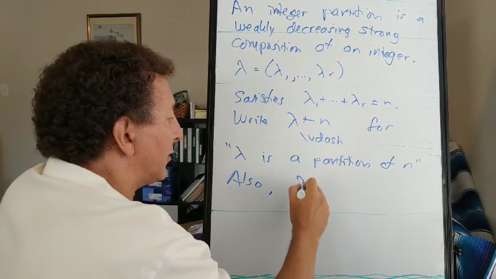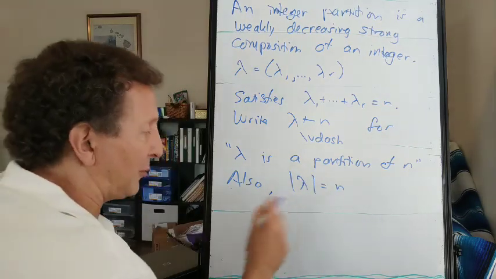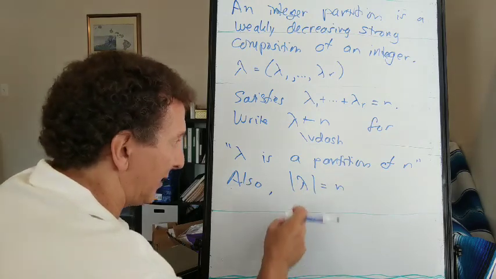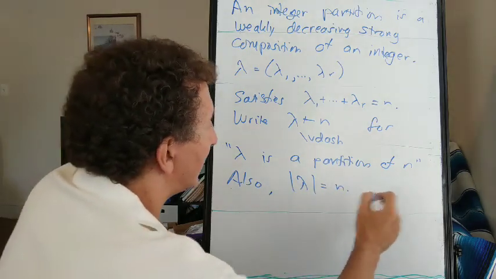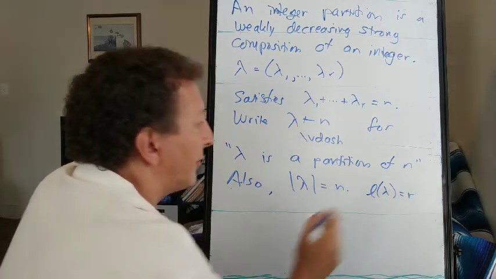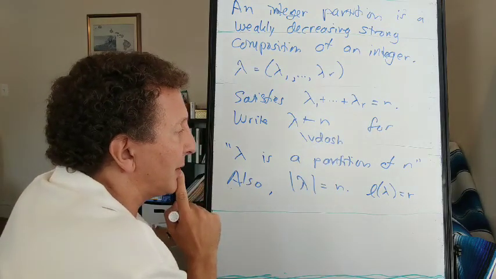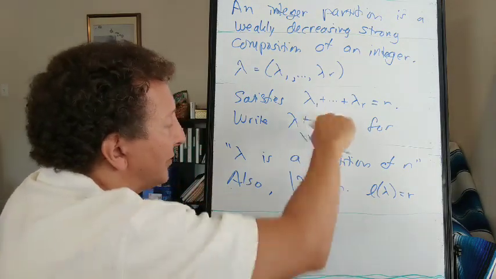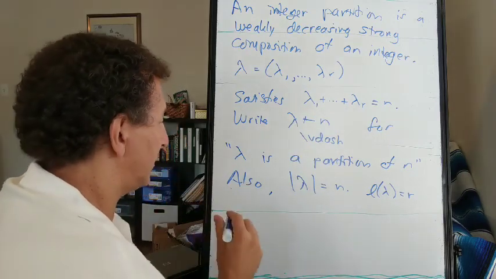Also, it's convenient to write lambda in absolute value, so the size of lambda is n, if lambda is a partition of n. If we need to refer to the number of non-zero components of lambda, we write L of lambda, so that's r in this case. And these components are called parts.